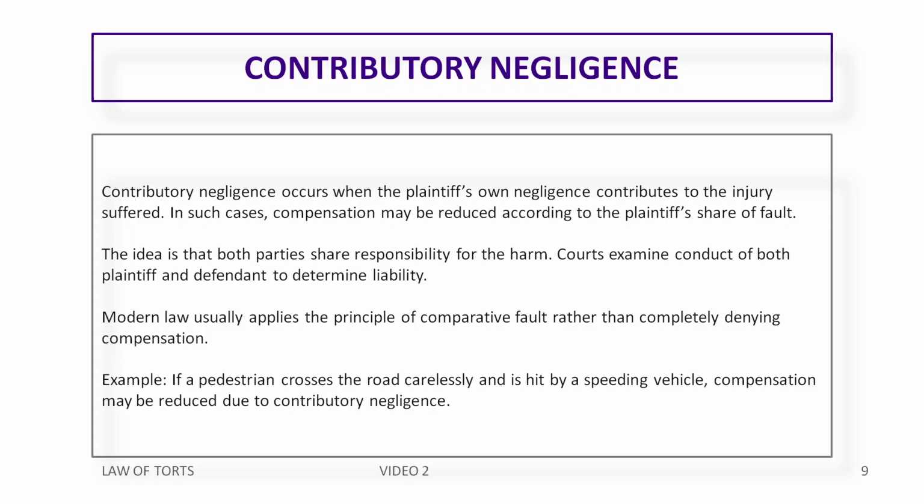For example, if a pedestrian crosses the road without looking properly and is hit by a speeding vehicle, both parties may be negligent. The driver may still be liable, but the compensation awarded to the pedestrian may be reduced because the pedestrian also contributed to the accident.